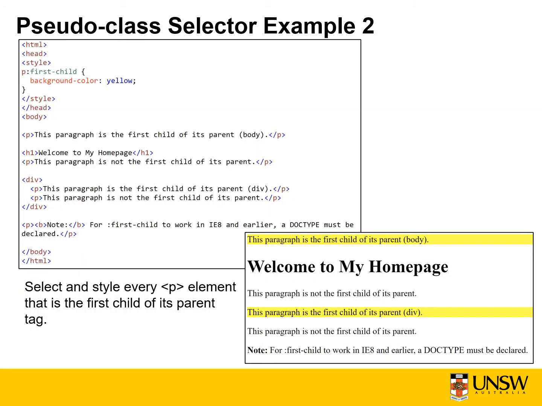In this example, we use first child pseudoclass selector. The selector applies the style to every p tag that is the first child of its own parent tag. Therefore, the first and the third p tags go yellow, as the first p tag is the first child of the body tag and the third p tag is the first child of the div tag.